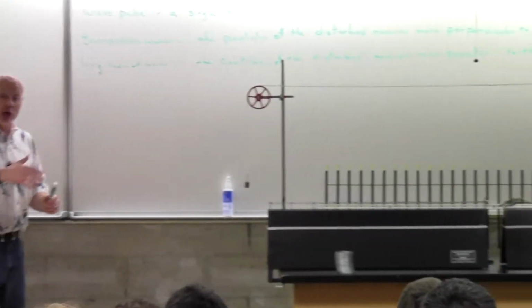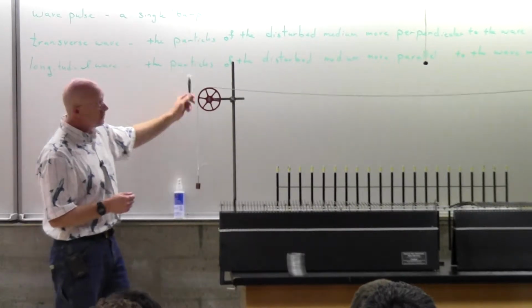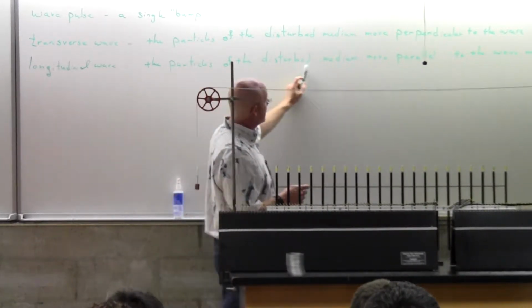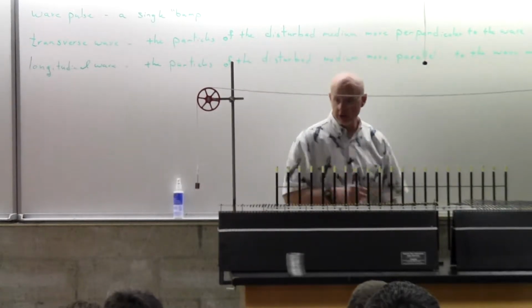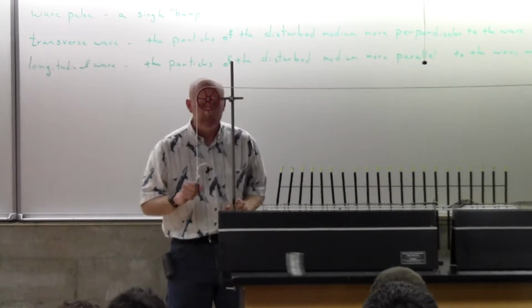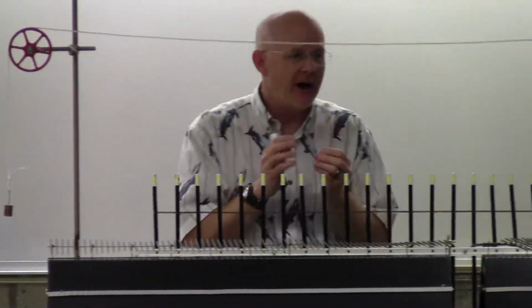What is a longitudinal wave? Now, here are the particles, and in this case, these rods again. The disturbance is parallel to the motion of the wave. So again, as I bump this and I ask, which way does the energy travel? Horizontally. Which way do the rods shake?